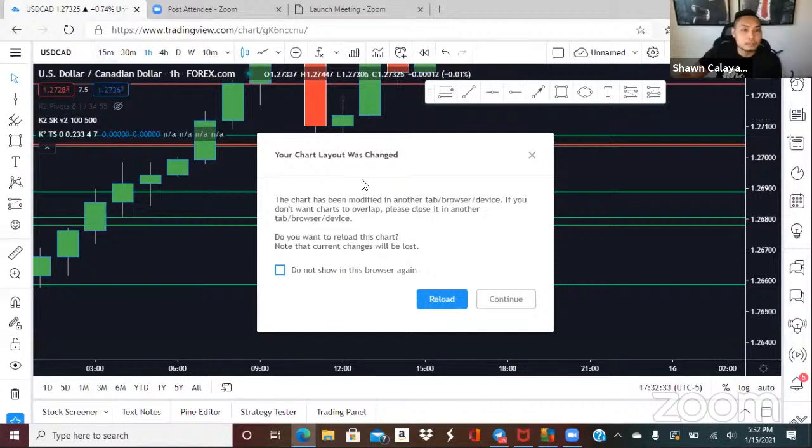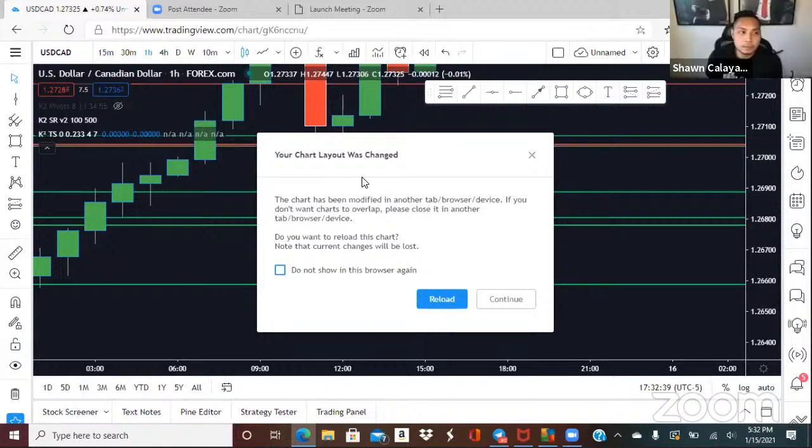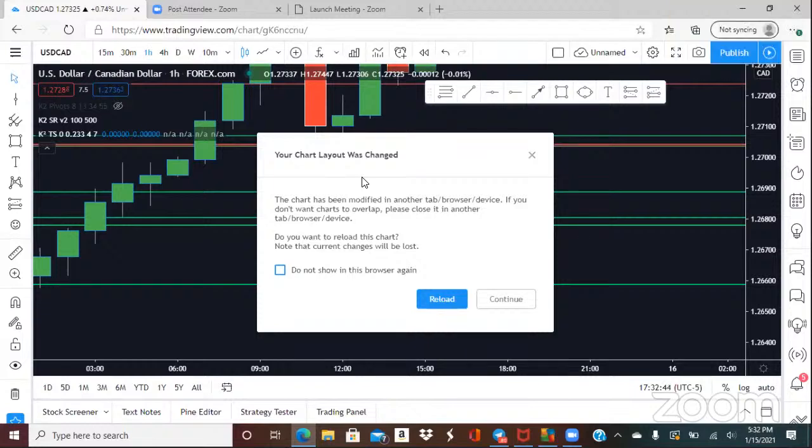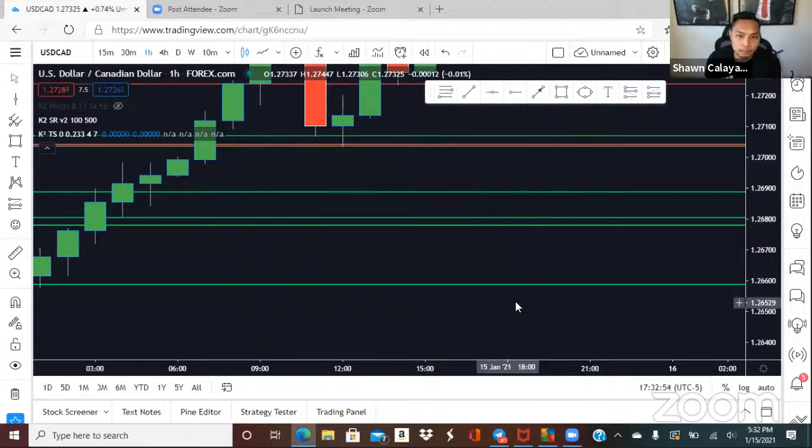When I get this, how do I not lose the indicators and everything? The reason you're getting that is because you probably opened it on your phone. Is that what happened? Yes. If you want to leave it how it already is on your screen without having it edited, just click continue. If you reload it, that's where it'll change. There, you should be good. I think that's how it's supposed to look, right?